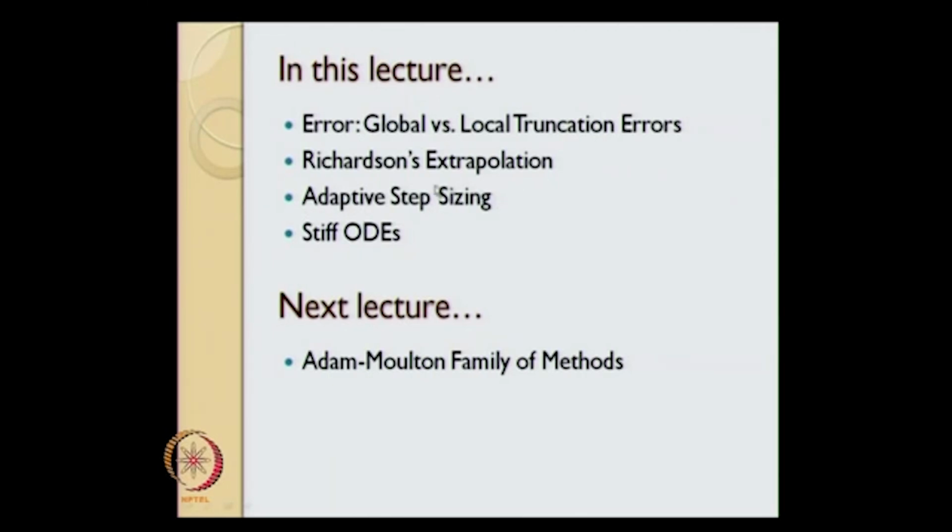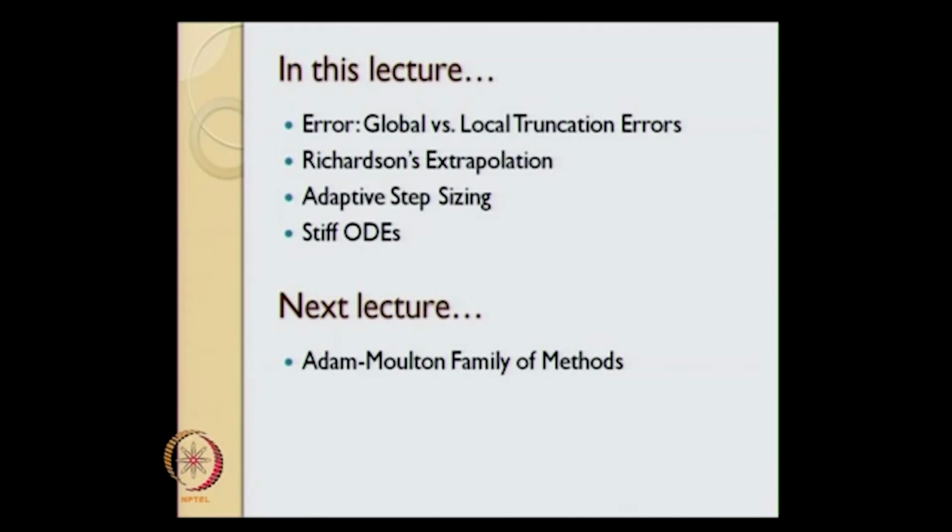More importantly, I am going to talk about what adaptive step sizing means, using a similar kind of idea as in Richardson's extrapolation. A slight modification of that is actually used in deciding the step size in the adaptive step sizing method. And finally, we are going to consider what are known as stiff ODEs. I will define what stiff ODEs mean and why they cause numerical problems. And in the next lecture, we are going to cover the Adams-Moulton family of methods, and that will finish what I intend to do in the ODE initial value problem module 7.